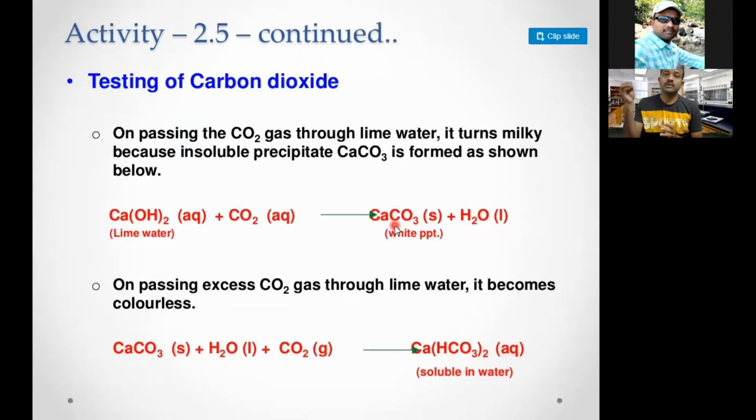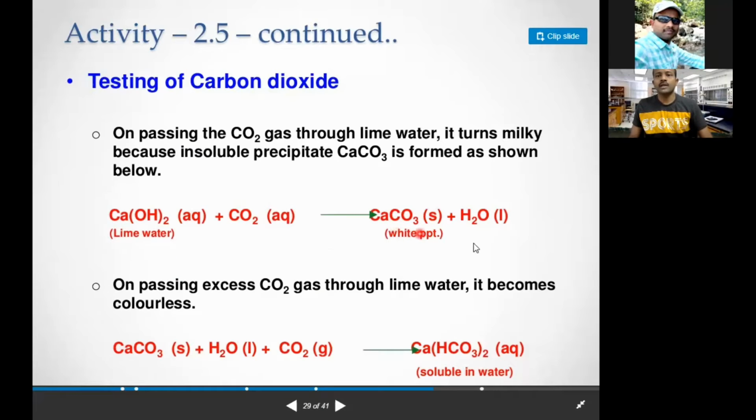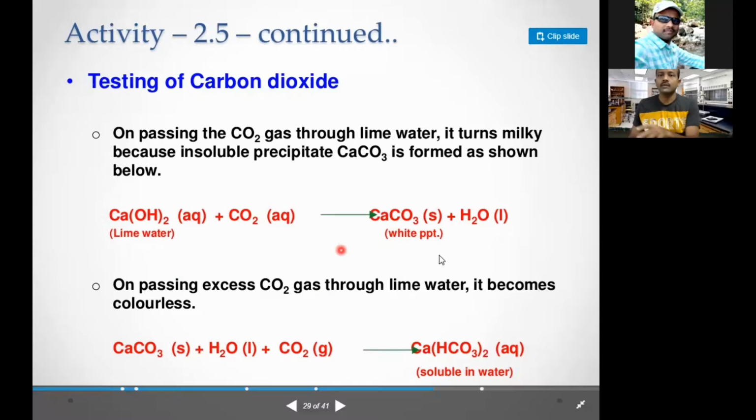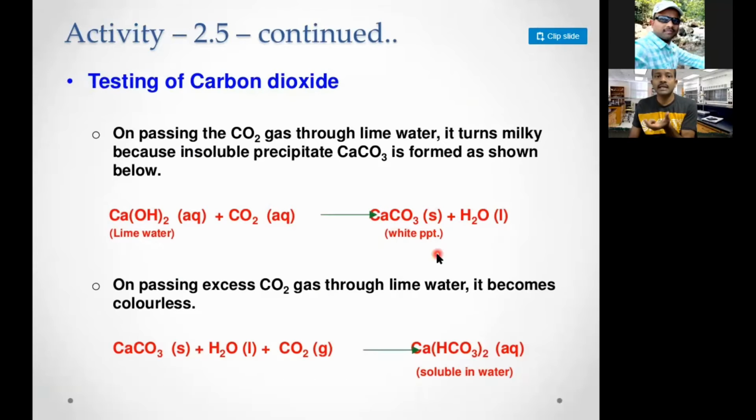You pass the CO2 gas through lime water, so it turns milky because an insoluble precipitate of calcium carbonate is formed, as shown below. Now, what will happen on passing excess CO2 through this lime water? When CO2 passes through calcium hydroxide, that is lime water, it gives a white precipitate, so it turns milky.